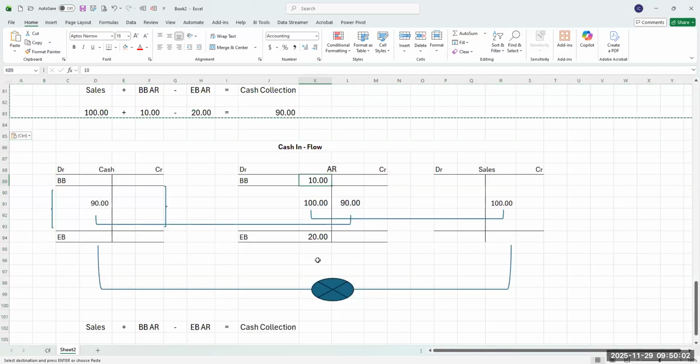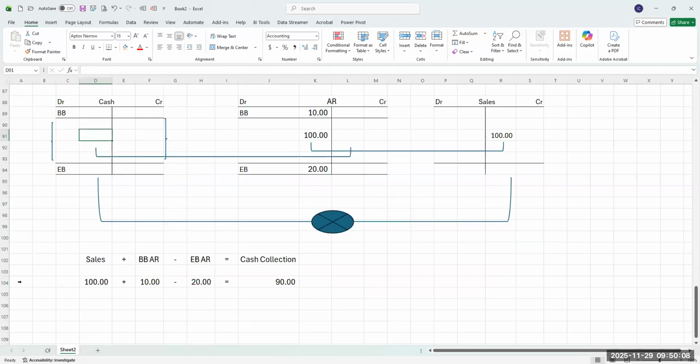Now let me erase those ones, and I'm going to get rid of this one as well. My beginning balance accounts receivables is 50. My ending balance is 10. How much cash I collected? 140. Thank you. How did you get it? Beginning balance plus the sales minus the ending equals 140.